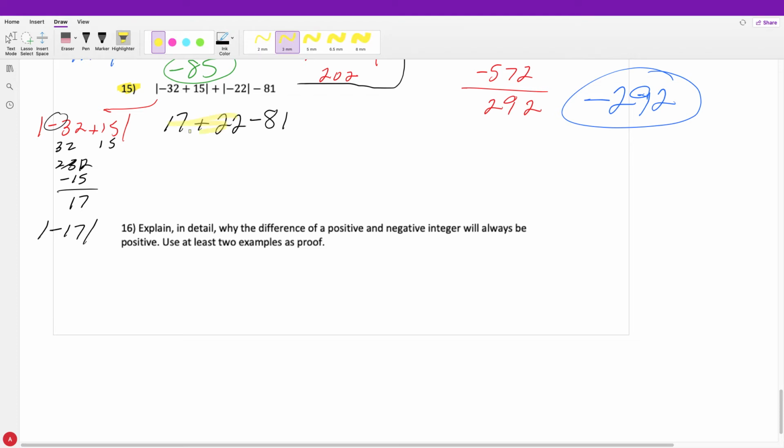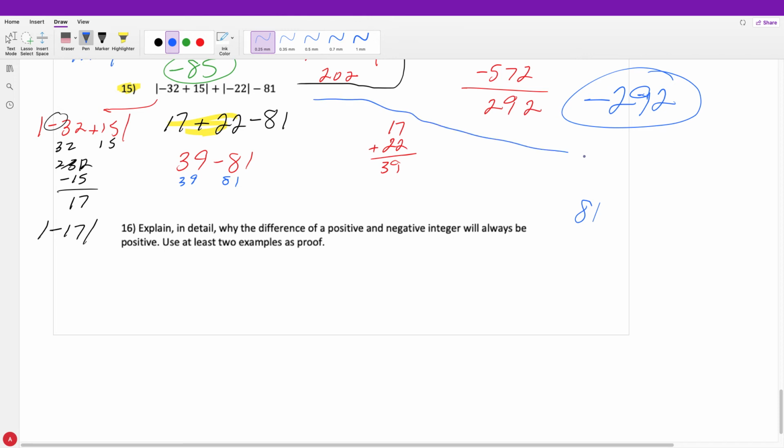I'm going to add these two together just to simplify my positive number. So 17 plus 22 is then going to give me 39. So now I'm left with 39 minus 81. So I can look at them both as positive numbers. I'm going to take the larger number, 81.